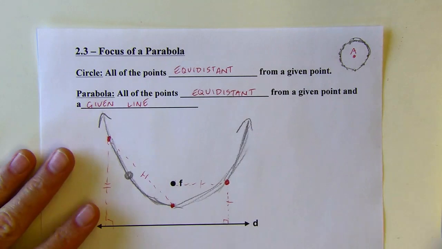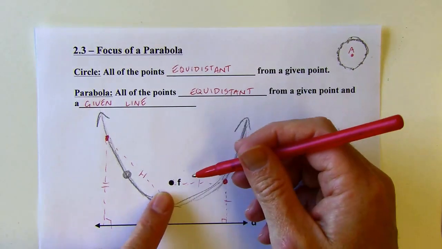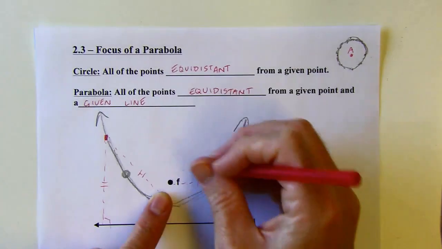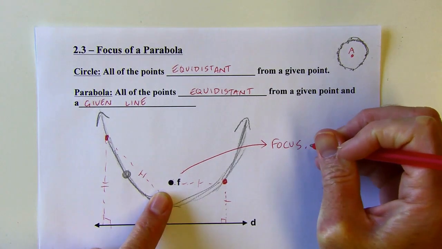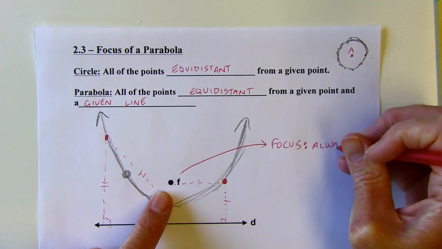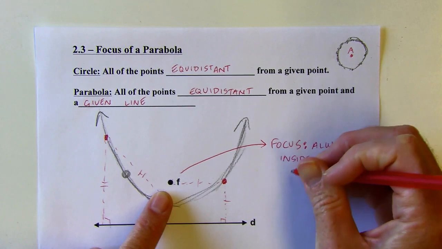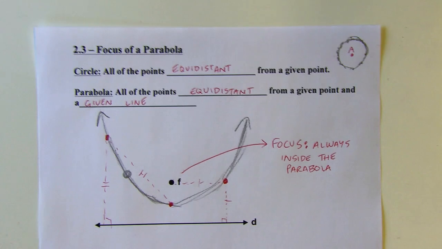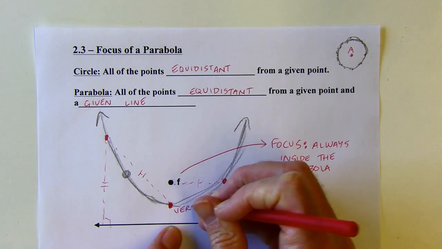Okay. All right, so the point is called the focus. So that's why you use the letter F. Okay. So this is the focus. Okay. And it's always inside the parabola. That's good to know. Okay. That first point we drew that was directly below the focus is the vertex, right? That's the vertex of the parabola.